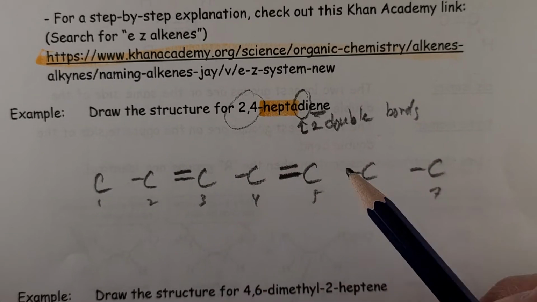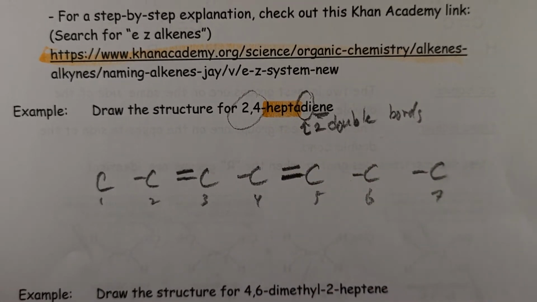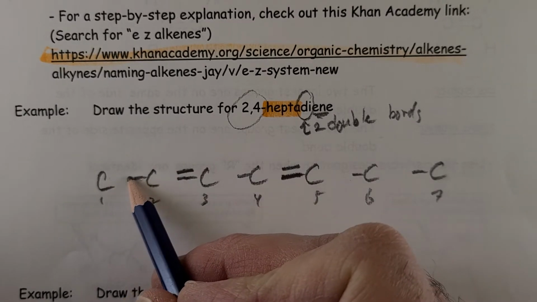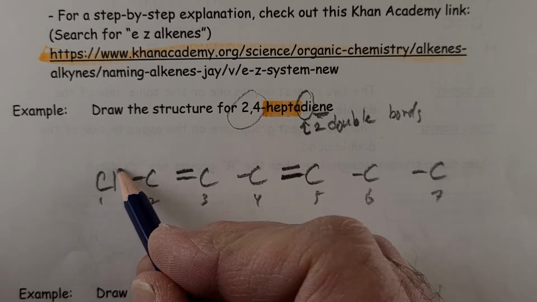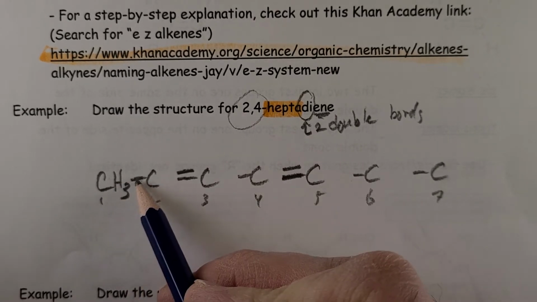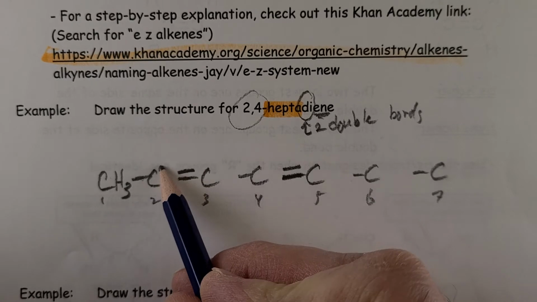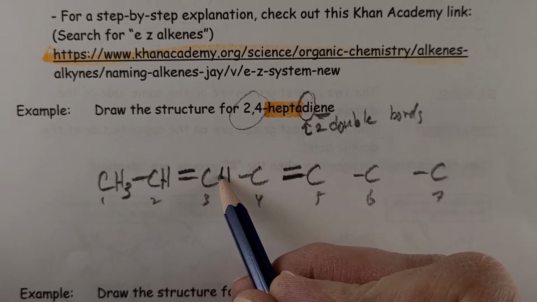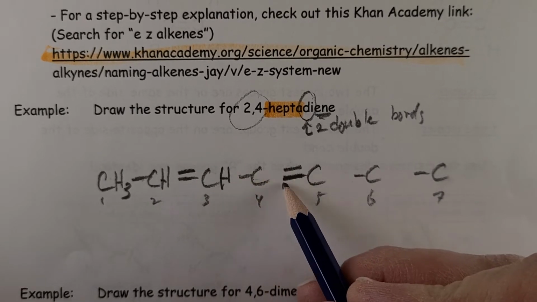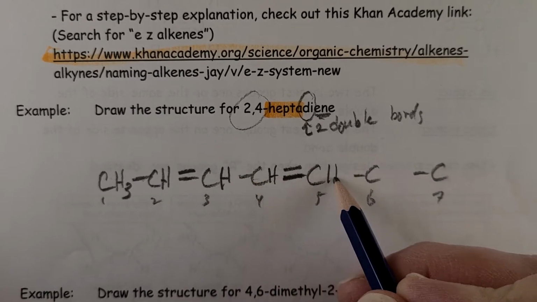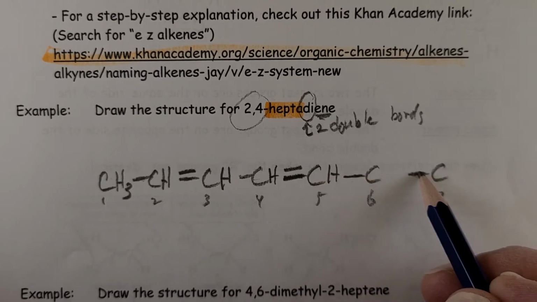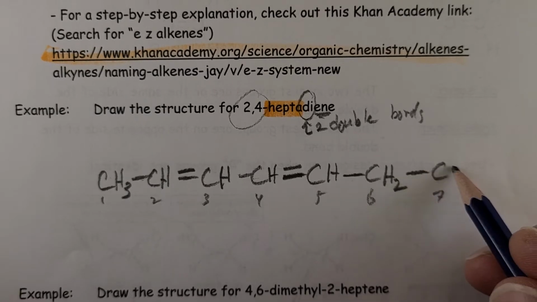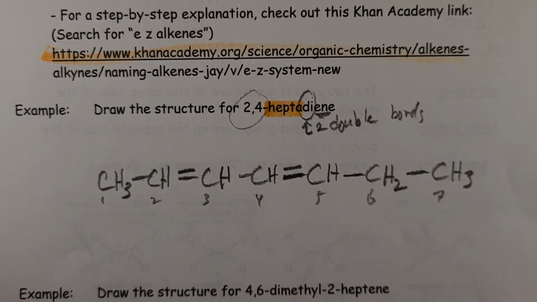Okay, so there's no other branch chains. I don't see any methyl or ethyl, so it's just simply this. And now I just have to worry about drawing the extra hydrogen. So this carbon is bonded to this carbon, so it needs 3 more hydrogens. This carbon is bonded to 1, 2, 3 things, so it needs 1 hydrogen. Same thing with this one, 1, 2, 3, needs 1 hydrogen. This carbon, 1, 2, 3, needs 1 hydrogen. This one needs 1 hydrogen. This one, 1, 2, so it needs 2 hydrogens. And this one here, 1, so it needs 3 more hydrogens.